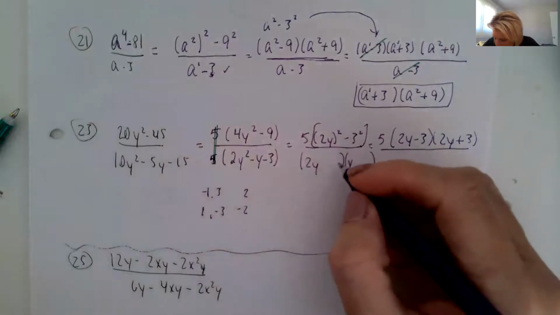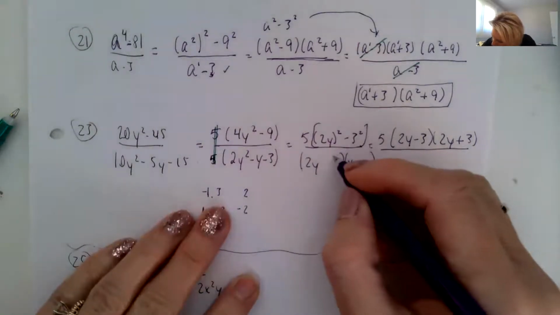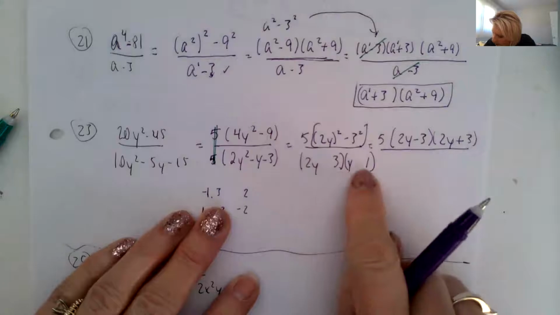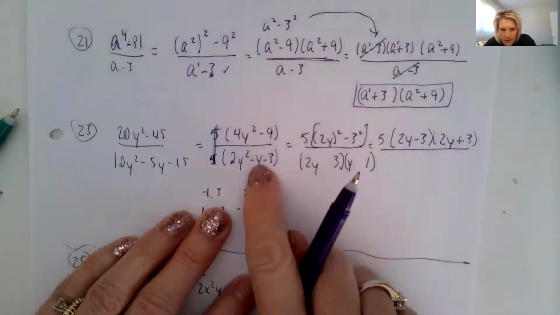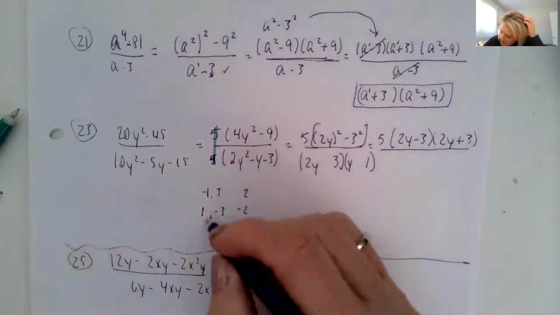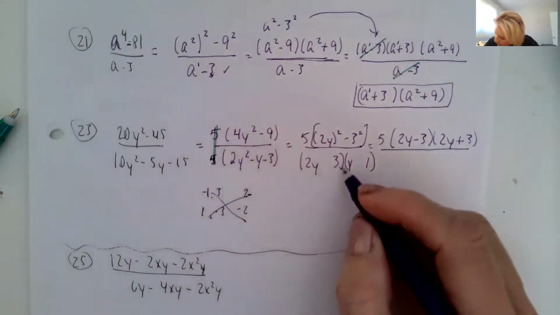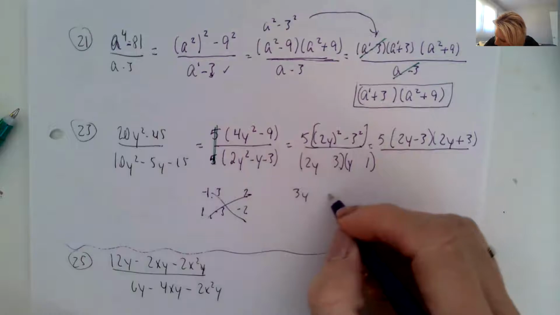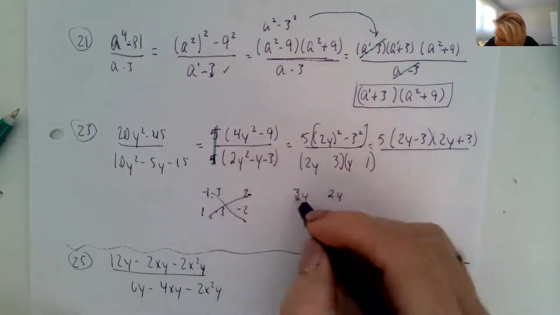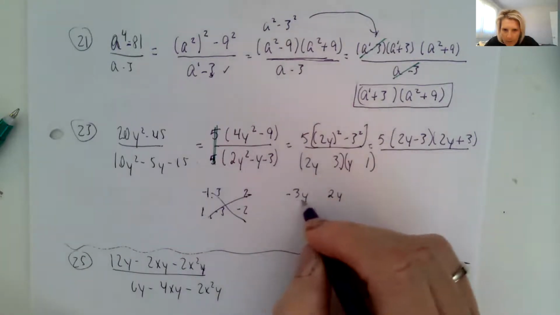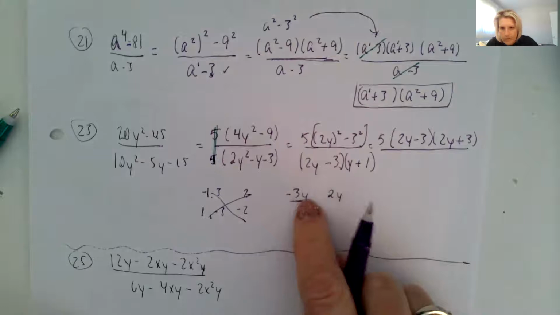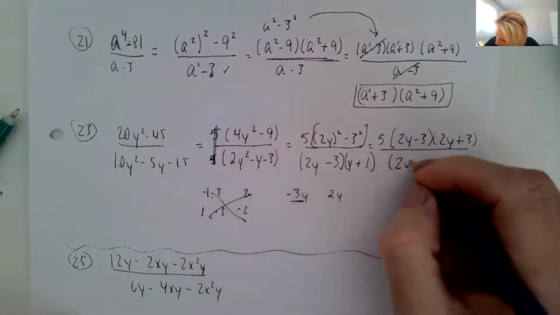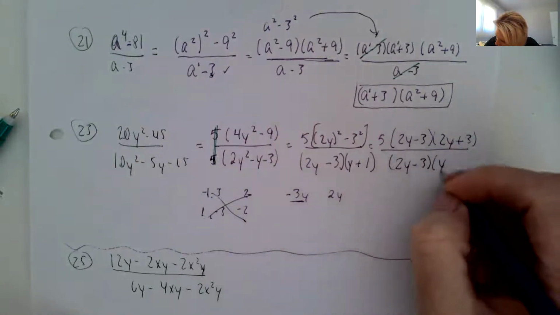So let's do the 3 here and a 1 here, because this will make a 3y and this will make a 2y, and we need a difference of a negative 1 in the middle. So we've got 3y and 2y, and we need it to be negative in the middle, so this has to be the further negative. So this will be the negative 3 and a positive 1. So this is 2y minus 3 times y plus 1.